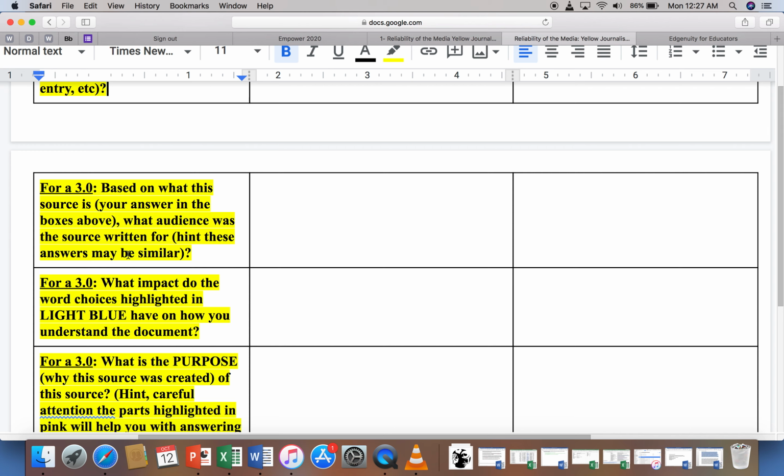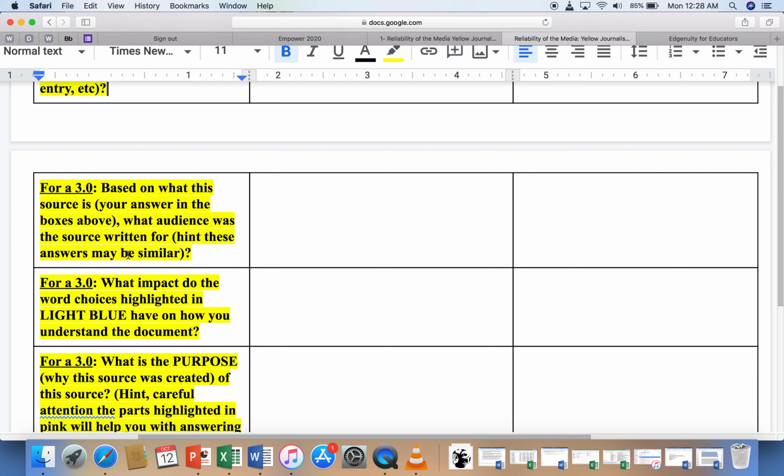Okay. Next up, for a 3.0, based on what this source is, your answer in the box above. So for example, if you say it's a speech, if you say it's a cartoon, whatever. Based on what you say the source is, what audience was this source written for? So if you know what it is, you can start to figure out who it was written for.